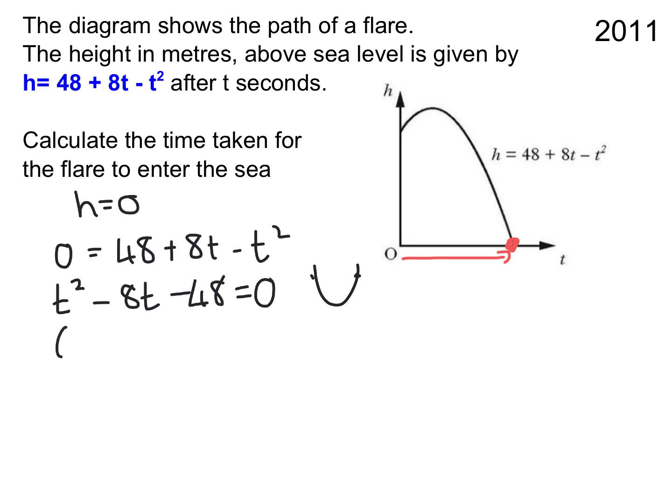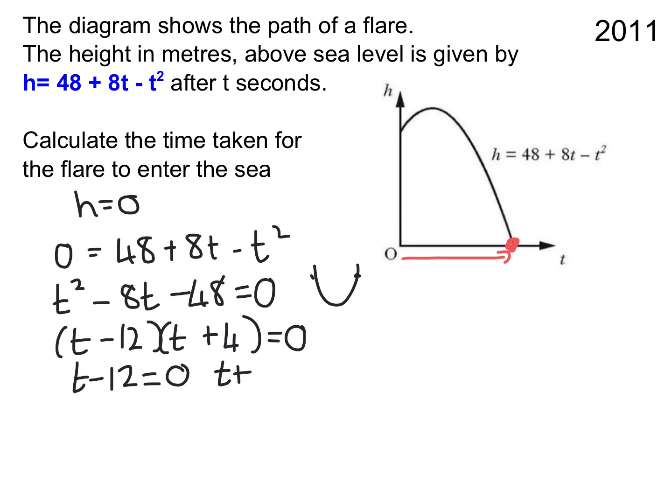So factorise this into two brackets. Numbers that multiply to 48 and add to 8, well, they are going to be, I've gone completely blank, 12 and 4. So it's going to be negative 12 and plus 4 to get the negative 8. Put them both equal to 0 and then solve them. I apologise, sometimes I write this line, sometimes I don't. So we get t equals 12 and t equals minus 4.